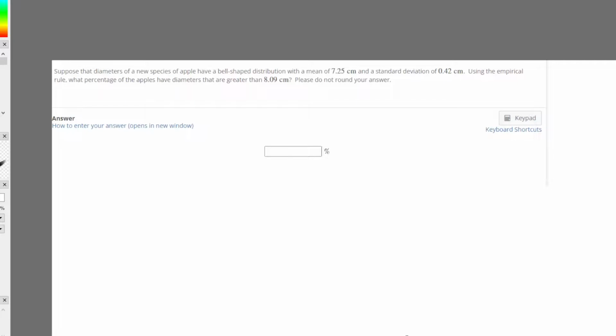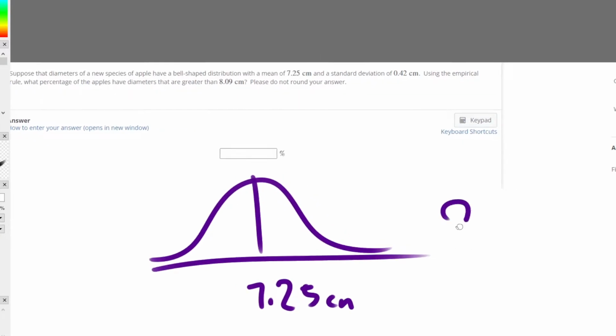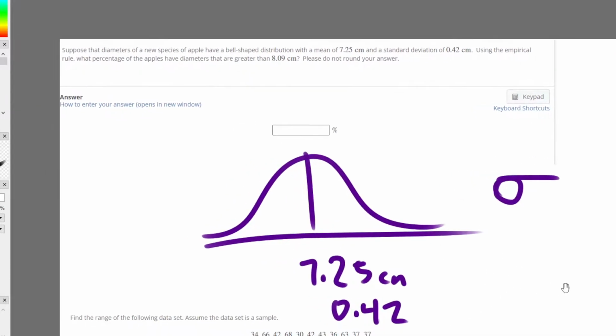So this one is telling us that the diameters of a new species of apple have a bell-shaped distribution with a mean of 7.25 centimeters and a standard deviation, which is shown by this weird little sign, of 0.42 centimeters. And we want to use the empirical rule to figure out what percentage of apples have diameters that are greater than 8.09 centimeters.